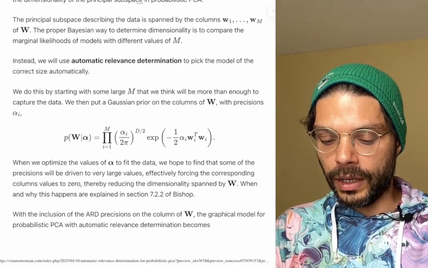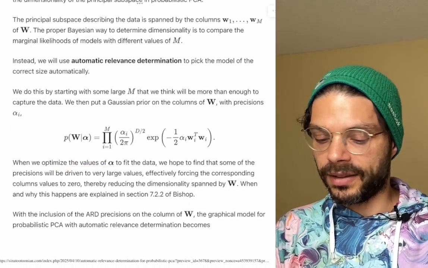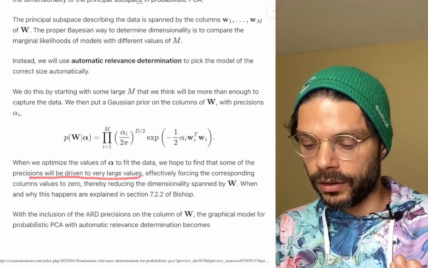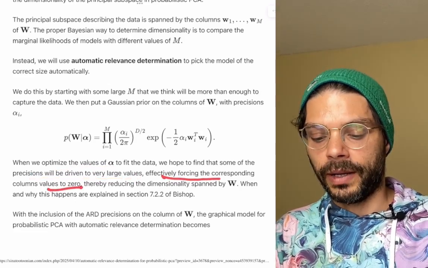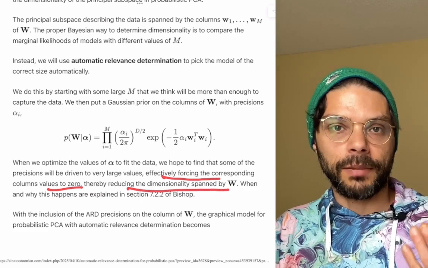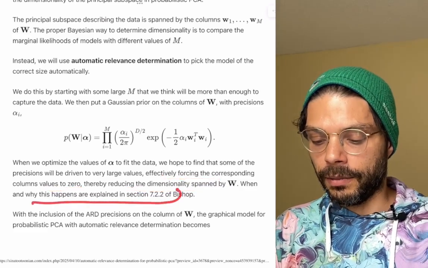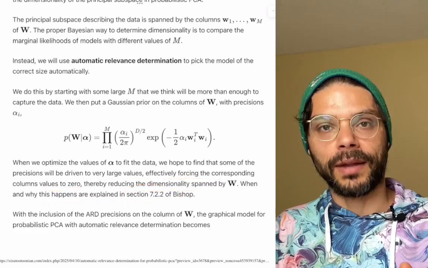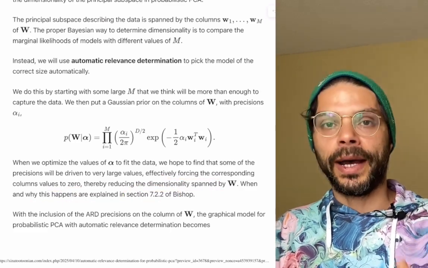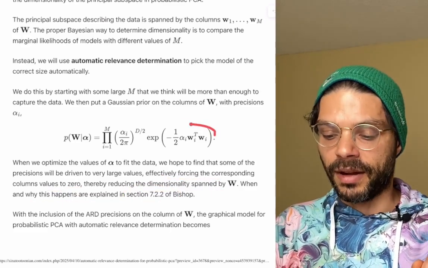Okay, and so when we optimize the values of alpha, we hope to find that some of the precisions will be driven to very large values, effectively forcing the corresponding column values to 0, reducing the dimensionality spanned by W. Bishop talks about this in 7.22, so when we get to that section, presumably we'll understand why that tends to happen, but at least the possibility is there.